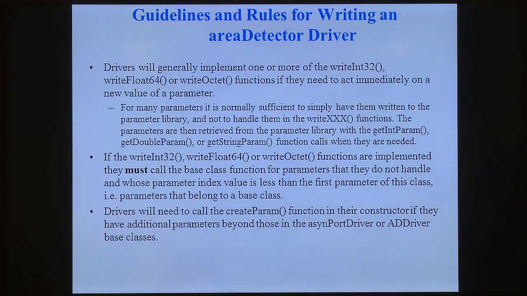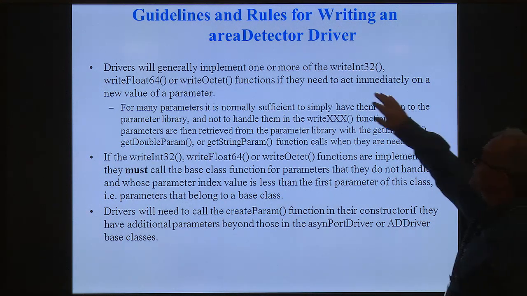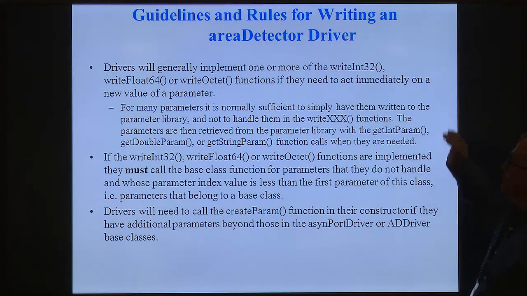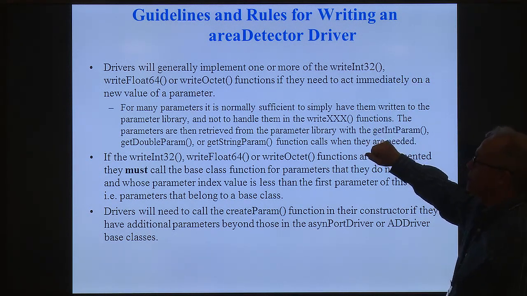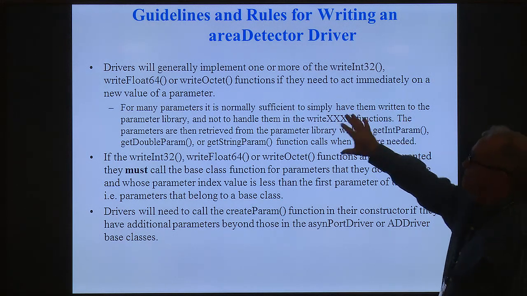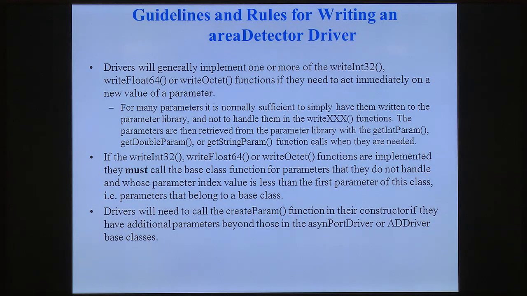So here are some guidelines or rules for writing a driver. As we saw with the ASYN driver for the measurement computing device yesterday, the driver is going to generally implement one or more of the writeInt32, writeFloat64, or writeOctet functions if it needs to act immediately on the value of a new parameter. For some parameters, it's sufficient to simply have them stored in the parameter library, not handle them in these functions, and then retrieve them later. We saw that yesterday in the measurement computing driver.